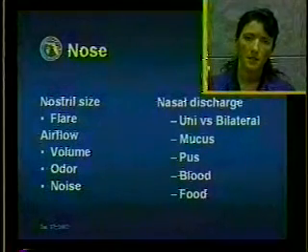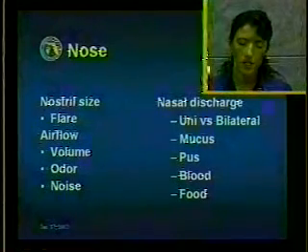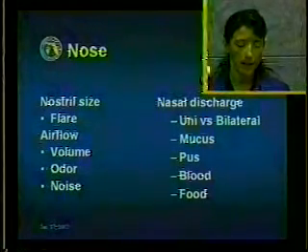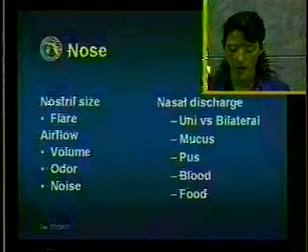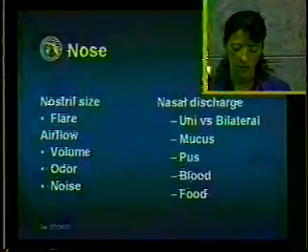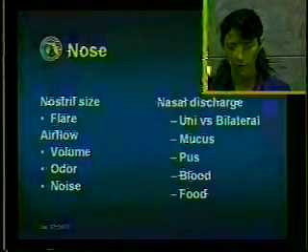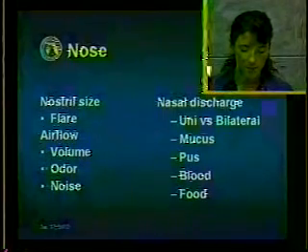Nasal discharge is a common problem observed in horses, and the discharge needs to be characterized as unilateral versus bilateral. And then the type of discharge, also whether you're dealing with mucus, pus, blood, or food, will be reflective of different types of affections.